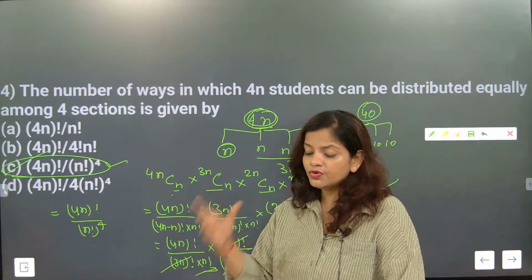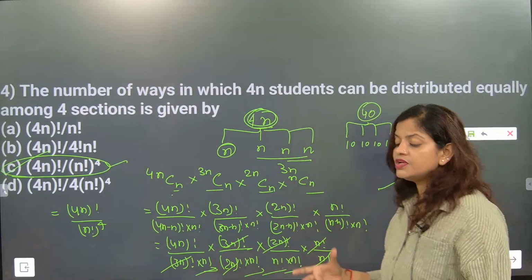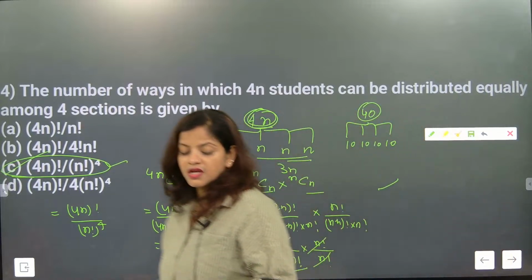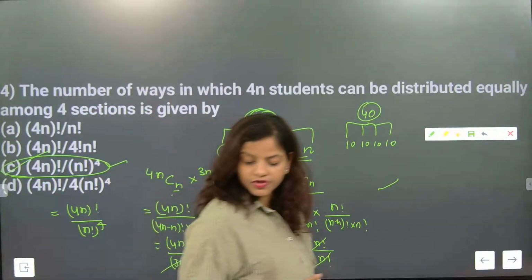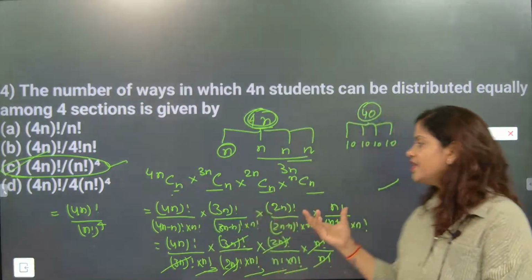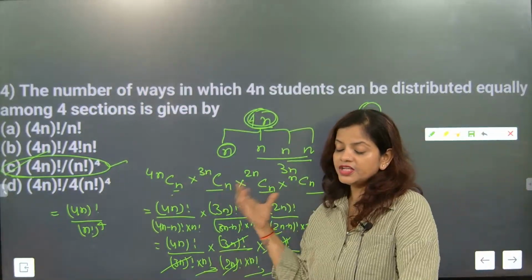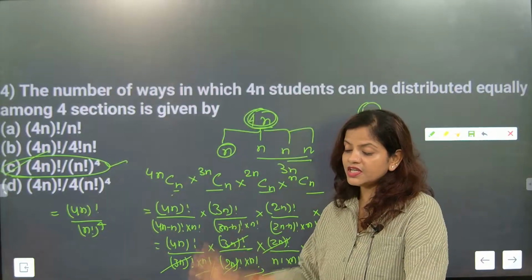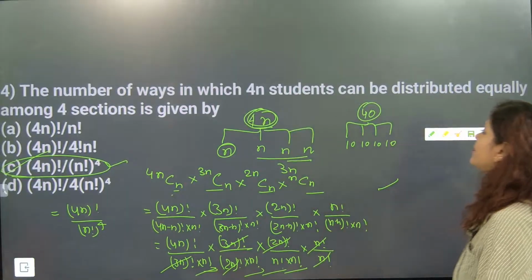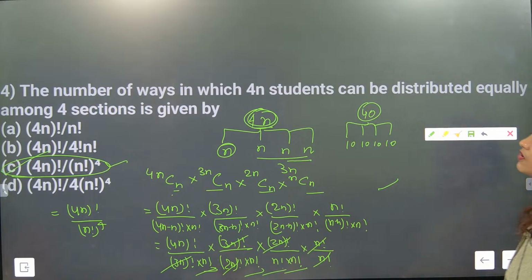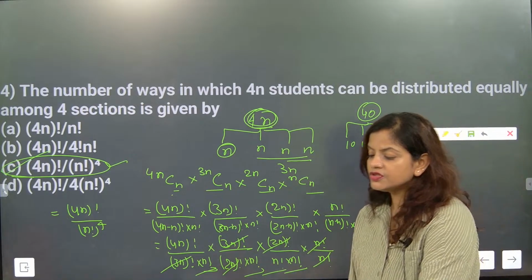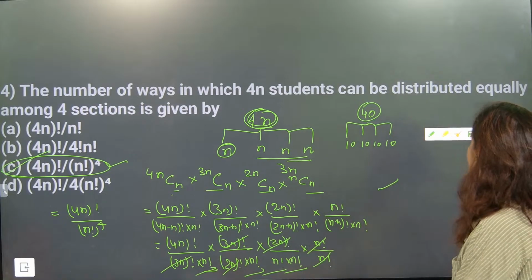Here you just need to do one small work. Just select n number of students, and big work you don't have to do. That's what selection is. Arrangement part is none of our business. Only selection part is there. So I hope everybody understood the number of ways in which 4n students can be distributed equally among 4 sections is given by this. So this part we have done. We will go for the next question.